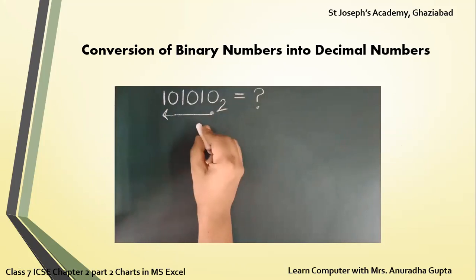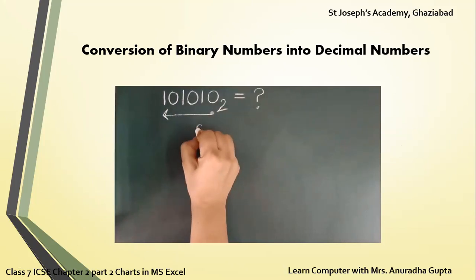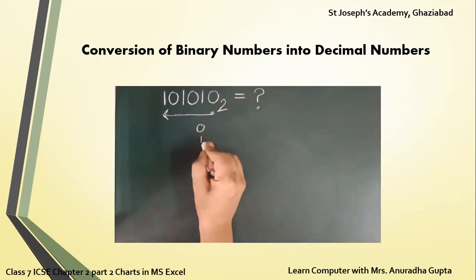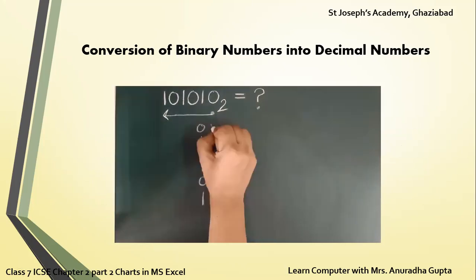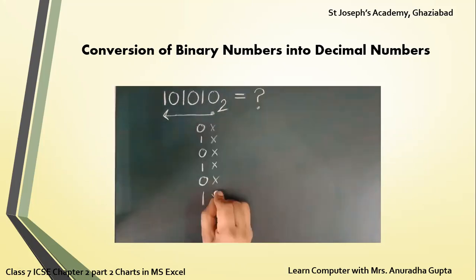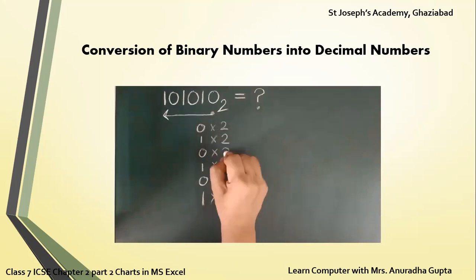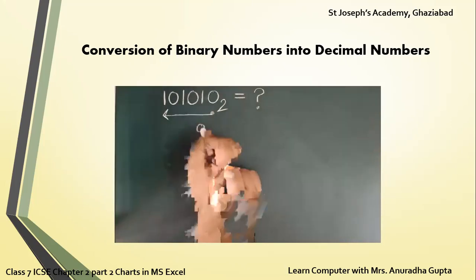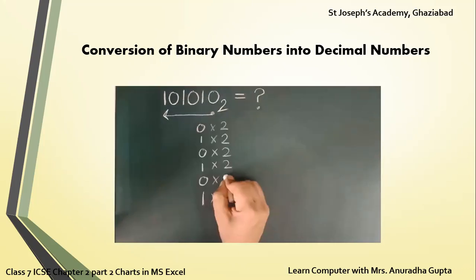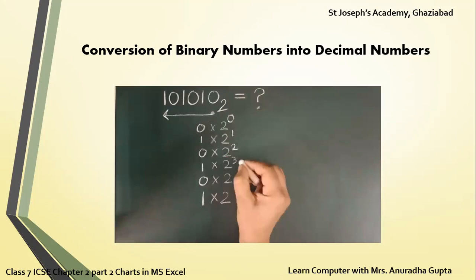First we write 0, 1, 0, 1, 0, 1. Then we put the multiply sign. Then we put the base of the binary number system. The base of the binary number system is 2. Then we put the power of 2. The power always starts from 0, 1, 2, 3, 4, 5.